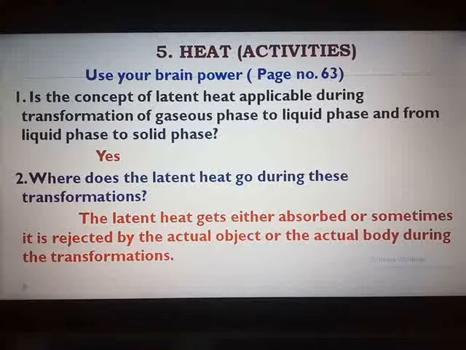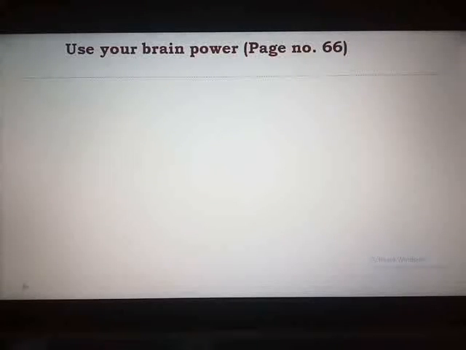Next page, page number 64, use your brain power is there. That activity I have not taken because in the above experiment, the wire moves through the ice slab, and that activity is based on the above topic, regelation, which we have already discussed. Page number 65, there are no activities. Page number 66, very important activities are there. Use your brain power, page number 66.